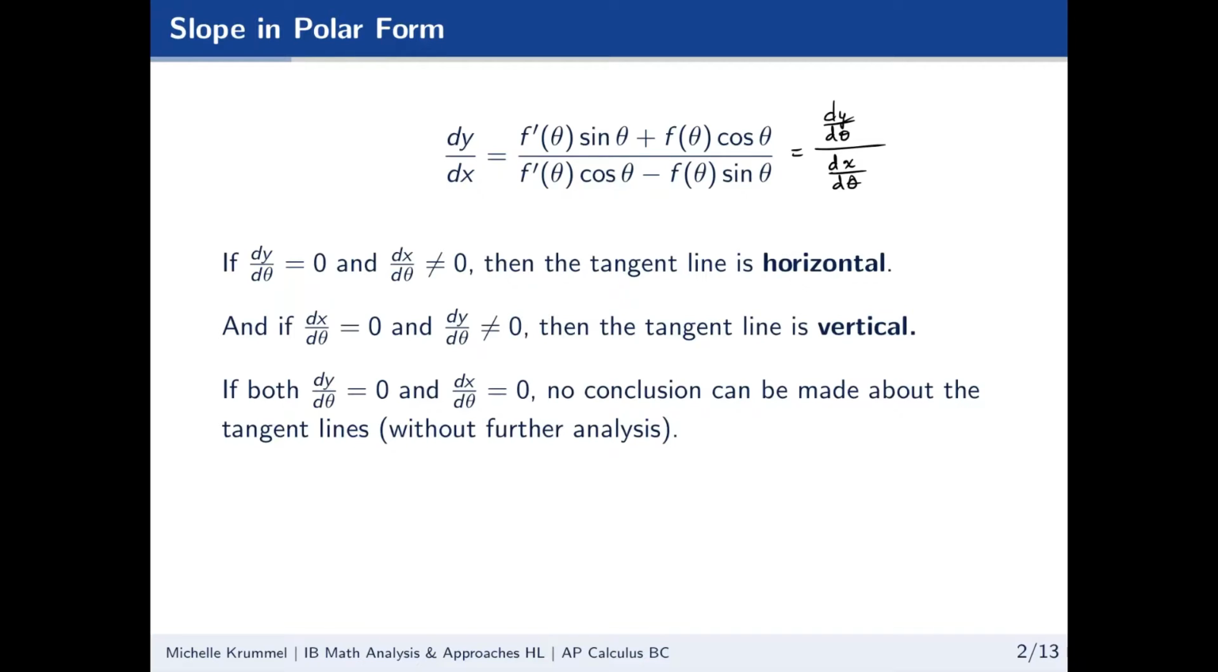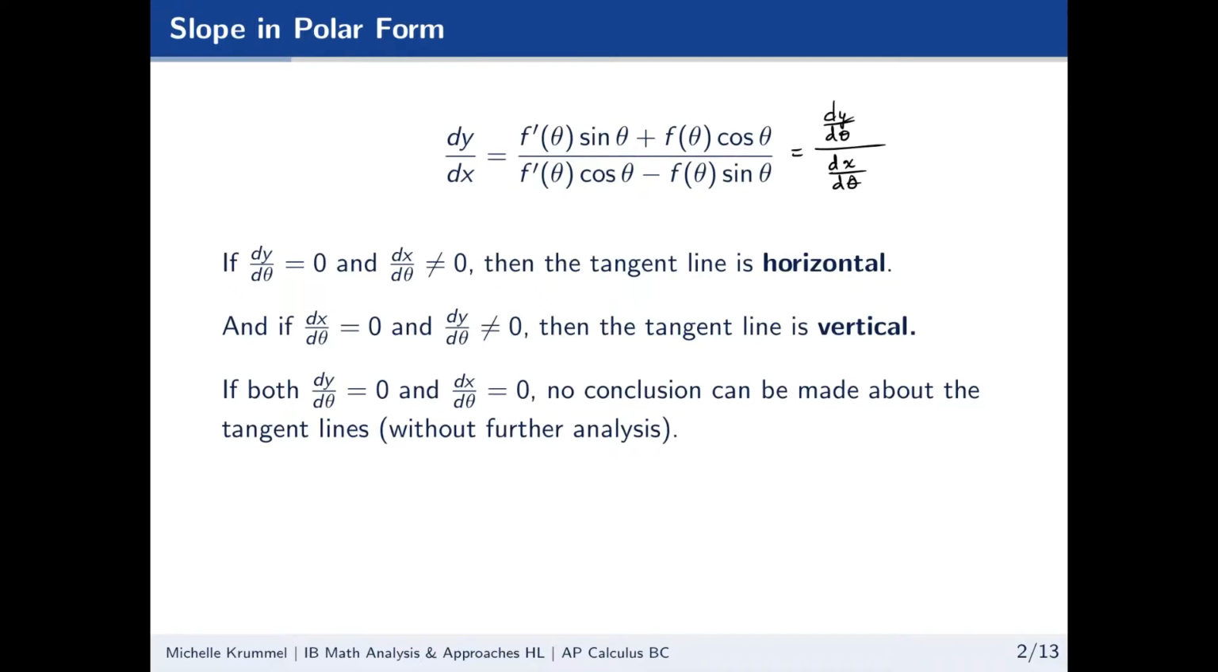When do we get vertical tangent lines? Well, that happens when the numerator is not 0 and the denominator is 0. So when we get something in the form of k over 0, again where k is not 0, but it is some real number. In this case, we're going to have a vertical tangent line.